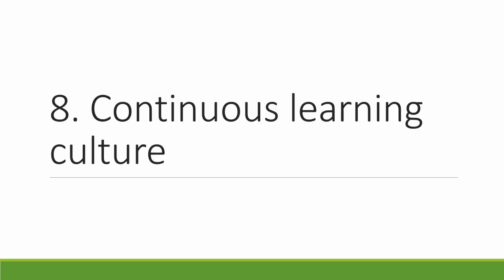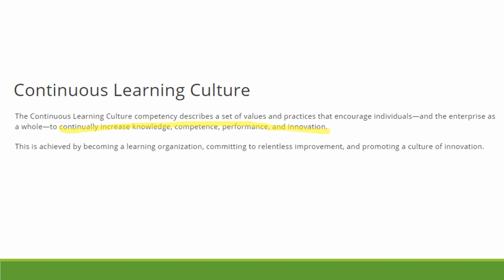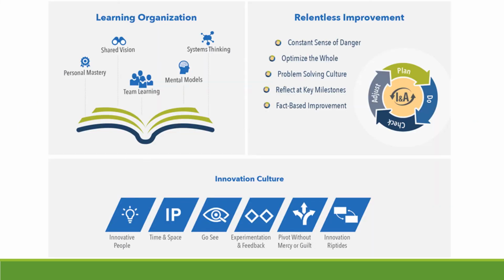The final competency is a continuous learning culture, right? The continuous learning culture competency describes a set of values and practices that encourage individuals and the enterprise as a whole to continually increase knowledge, competence, performance, and innovation. Right? This is achieved by becoming a learning organization, committing to relentless improvement, and promoting a culture of innovation. Right? It's very, very important that your organization becomes a learning organization.